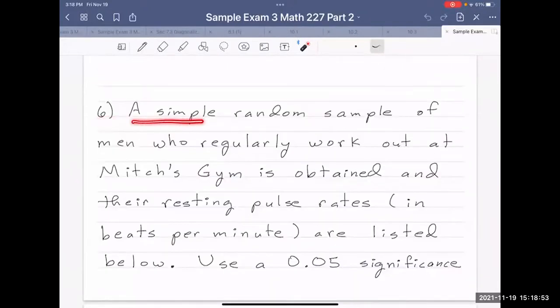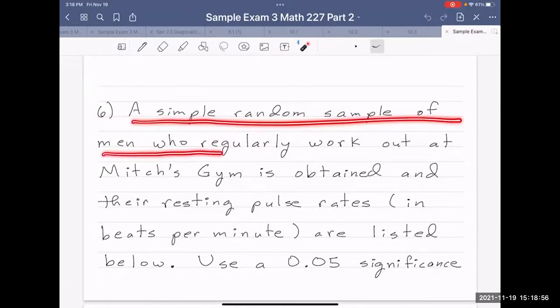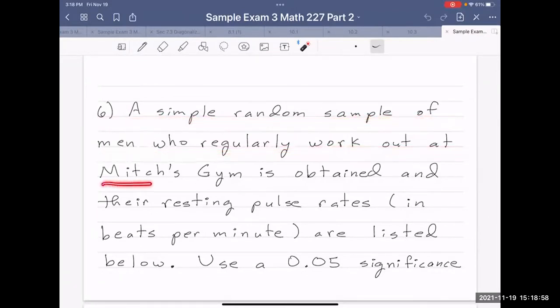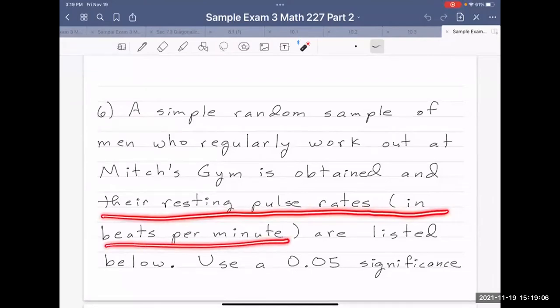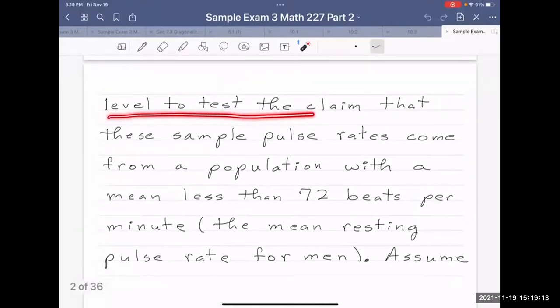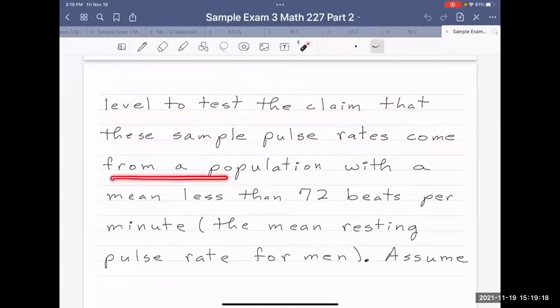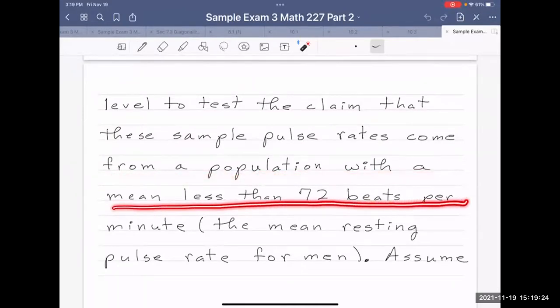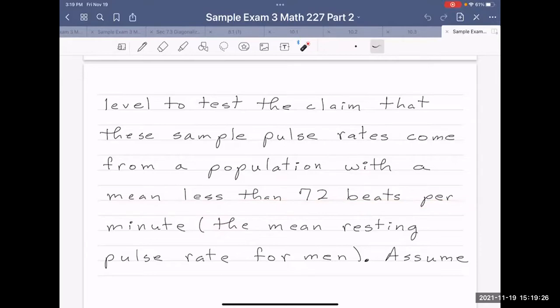Problem 6. A simple random sample of men who regularly work out at Mitch's gym is obtained and their resting pulse rates in beats per minute are listed below. Use a 0.05 significance level to test the claim that these sample pulse rates come from a population with a mean less than 72. Oops. Wait a second.